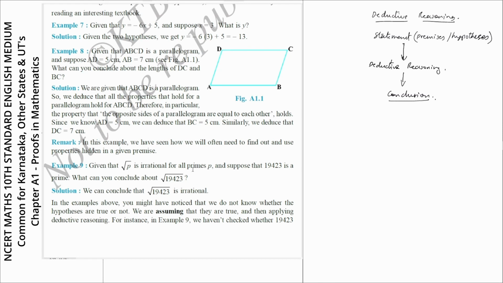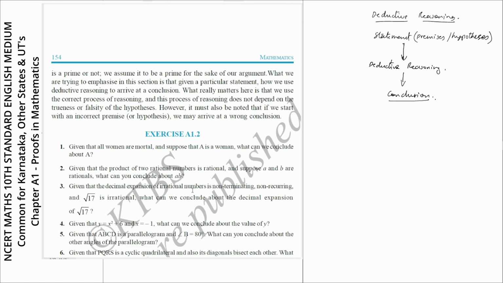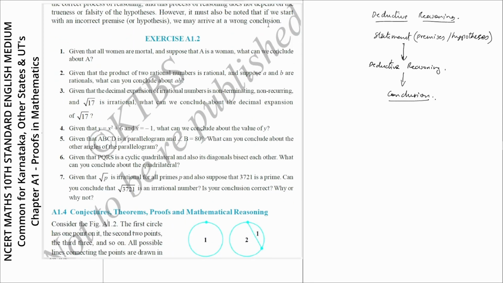Now there is one catch here. We don't know whether 19423 is a prime number or not. We are not checking. Just going by the statement, we are coming to the conclusion that square root of 19423 is an irrational number. And if the premises itself is wrong, our conclusion also will be wrong. That you can see in the last sentence here. If we start with an incorrect premises, we may arrive at a wrong conclusion also.